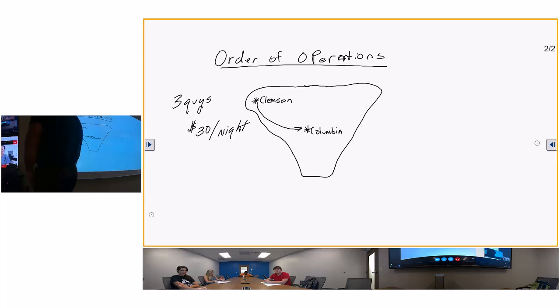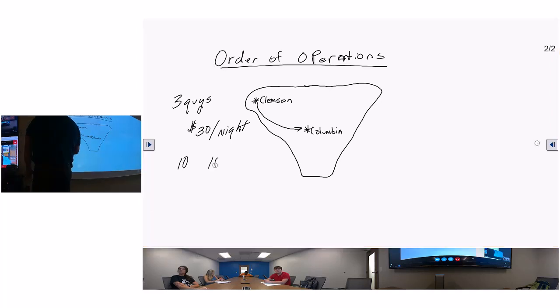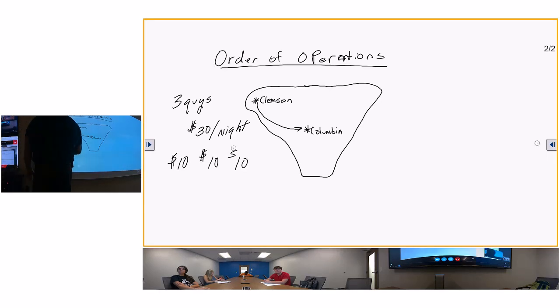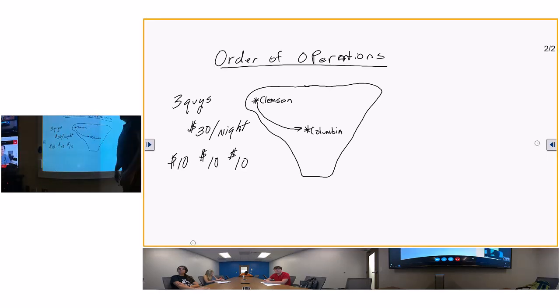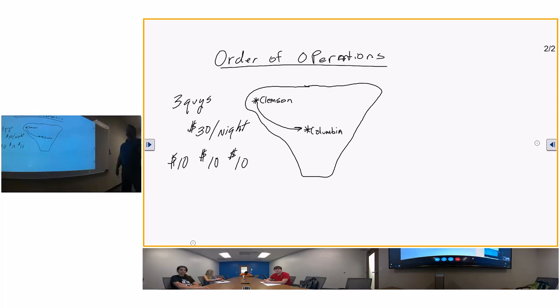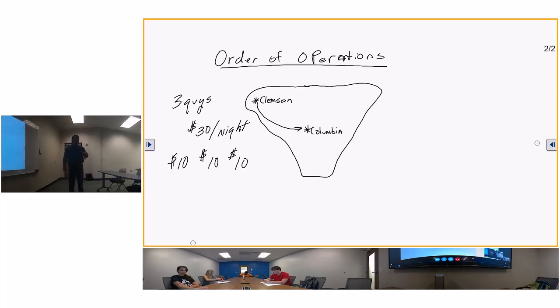So, and I use $30 because it's evenly divisible by 3. So that means they get a room for how much a night? $10 a night. Each of them give the guy that's going in the office $10. And he puts in $10. So that's $10 a piece. So they get a room and they go back to the room.